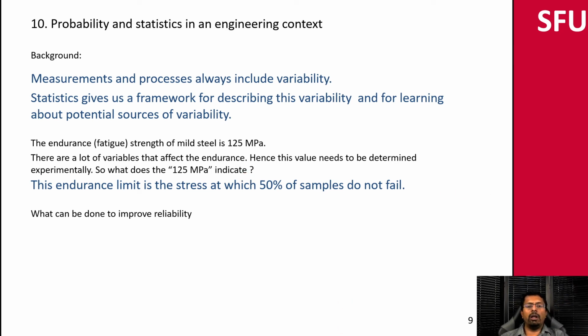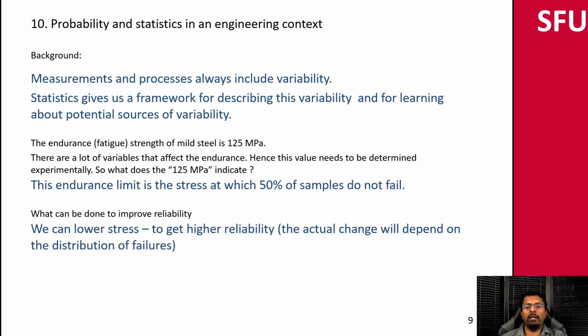So how do you improve this? Instead of 50%, if I wanted it higher, I can lower the stress level. Instead of 125, depending on how the material behaves, I might come up with a lower stress, which will give me say a 90% reliability or 90% survivorship. This is where we use statistics and probability engineering concepts.